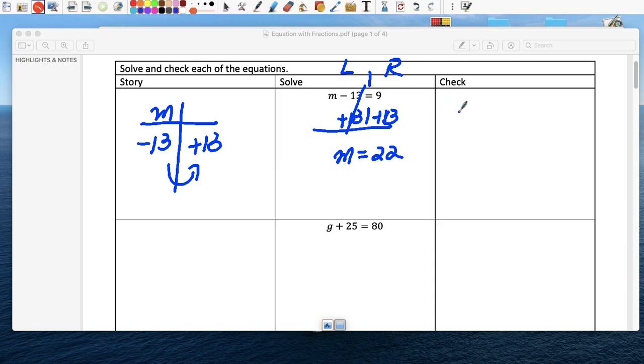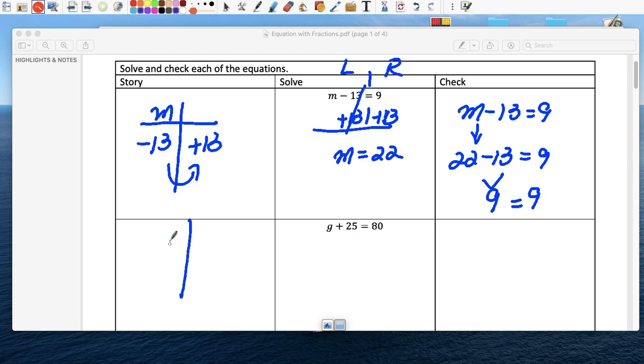Let's check if this is really the answer. Instead of m, I'm going to put 22. Subtract 13. Don't leave your check like this. The check should be 22 minus 13, which is 9, equals 9 on the right side. And that's how you should leave your check.